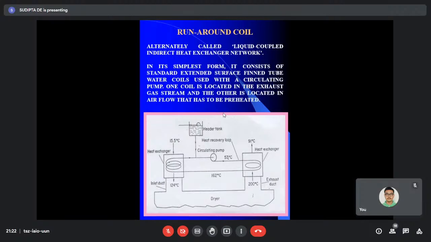As the effective device of this system is only a pump, its operation and maintenance are also simpler.